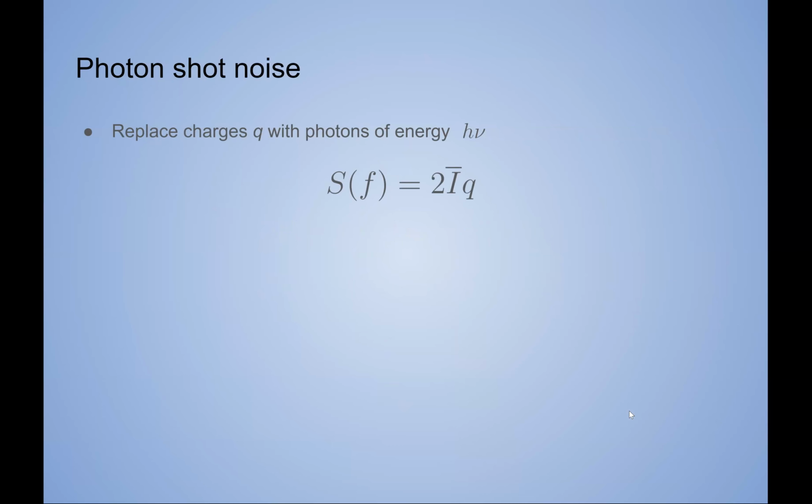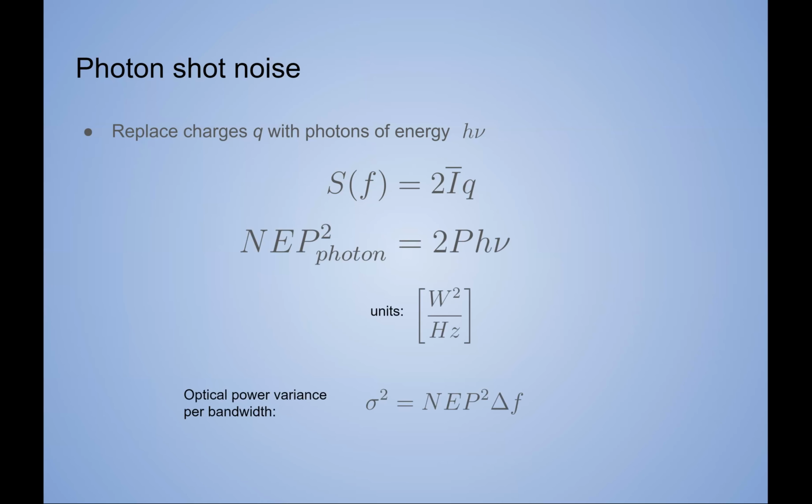It's specialized to the case of photons. It's really easy. You just replace the charges with energy h nu, replace the current with the power, and you have the formula from earlier with units of watts squared per root hertz, because if you integrate this up over a bandwidth, you're going to get your variance in the power that's entering your detector.